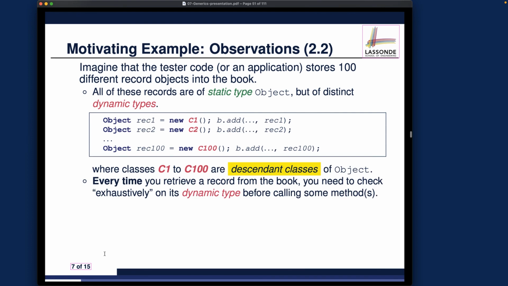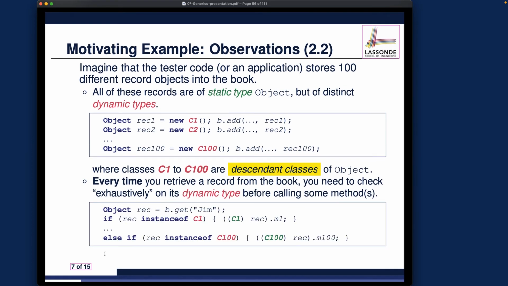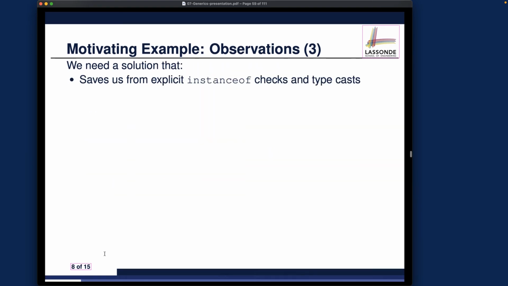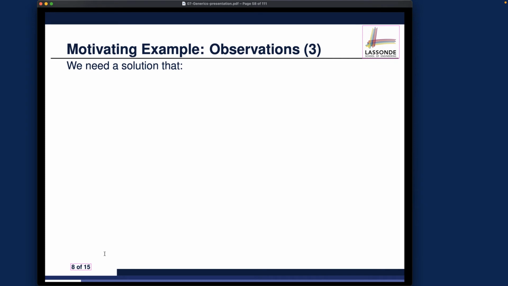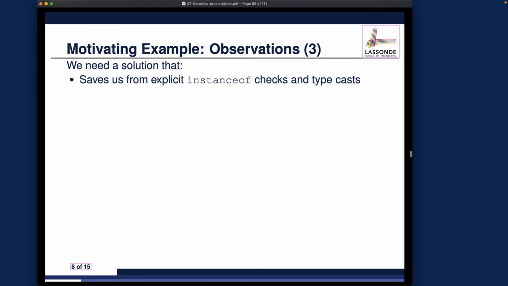All right, so those are the slides I just spoke about in detail on the iPad. So we need a solution that will save us from writing explicit instance-of checks and also typecasts, right? We don't want to repeat that every time we want to retrieve something from the general book, if possible. And also we want to eliminate the occurrence of class cast exception.